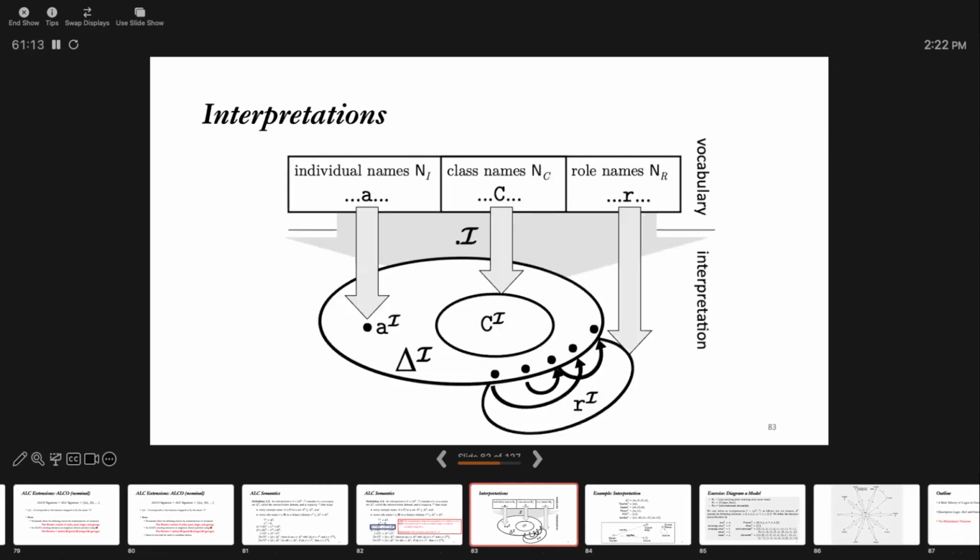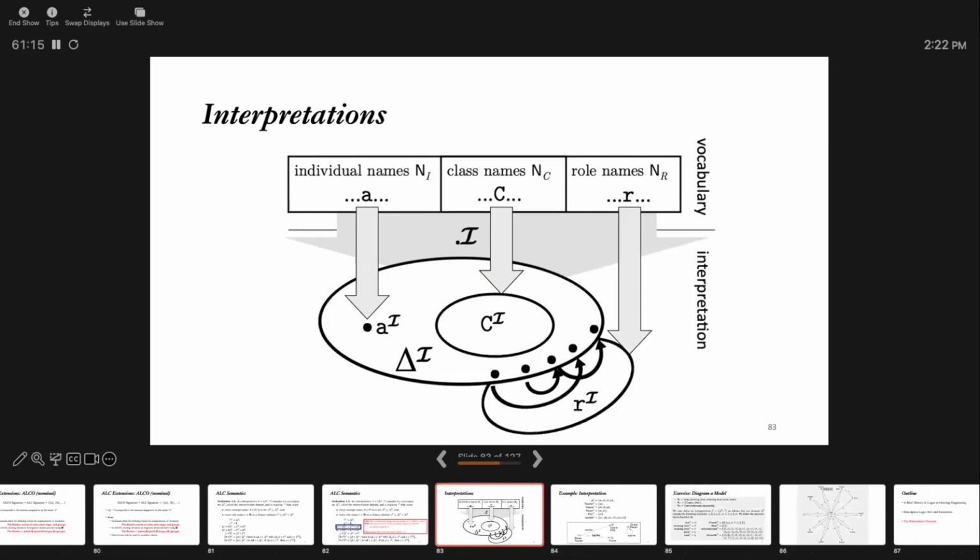As you can see here, this is the picture I was talking about. This is what interpretations do. You go from the vocabulary down into the world or the domain, like an individual name. You see that right here in the domain. Class names are also in the domain. You see this little delta with the I, this is the domain. And then role names or relationships, those are mappings from the relations to pairs of things.